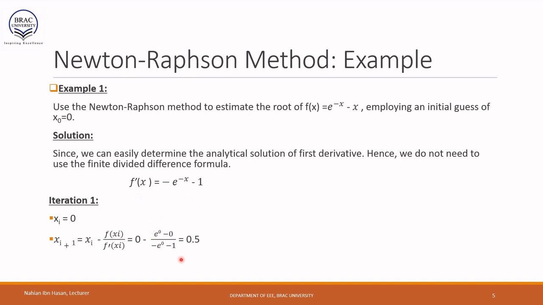So if we replace these values, we are going to find out our next approximation of the root, which is 0.5. So if we calculate the approximate error, this is going to be 100% error. Okay. It's because our initial assumption was 0, that's why it is 100% error. But let's see what happens if we go through the further iterations.